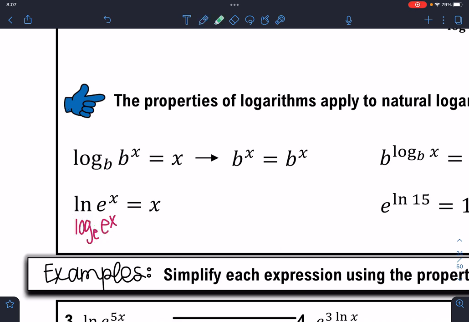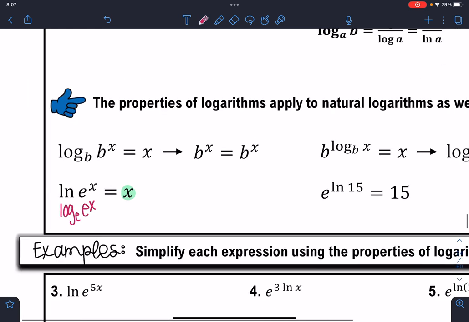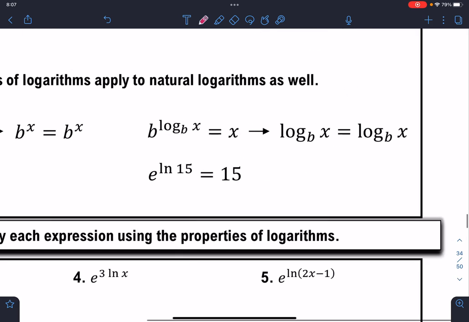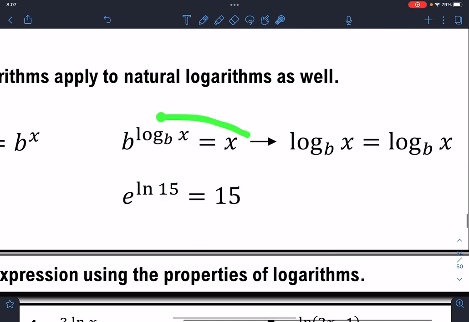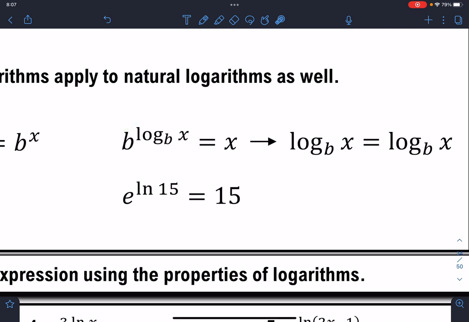So what do we get? X, okay? So basically, the natural log and e there, those are inverses of each other. They're going to cancel out. And so we can apply that property as well with that other property we talked about too, where you can go in reverse. If you have a base raised to a logarithm with the same base, they will cancel out. You're just left with x.